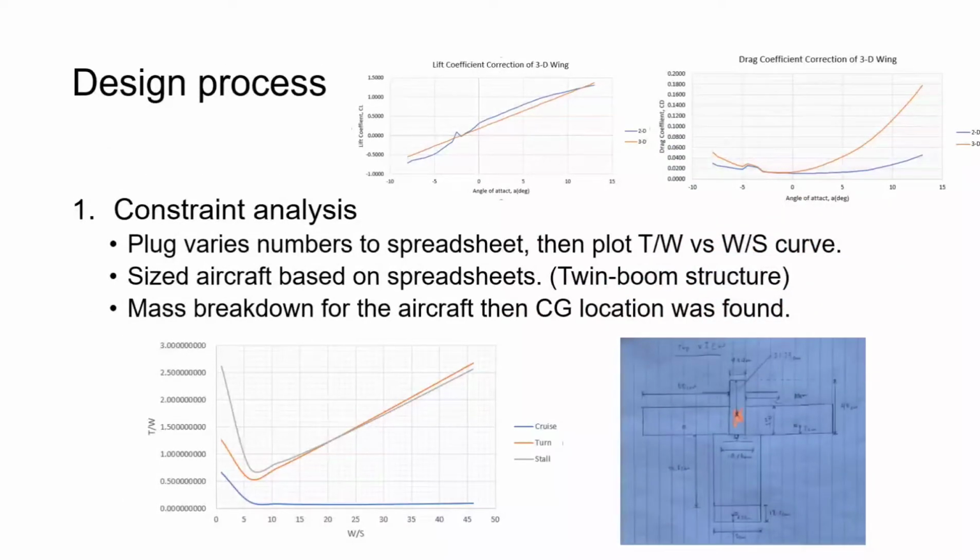In order to build this UAV, we first put some numbers in our spreadsheet. We plotted thrust to weight ratio and wing loading, and we found that our aircraft is in an ideal place, which can size down our aircraft to around 1.5 meters in wingspan.